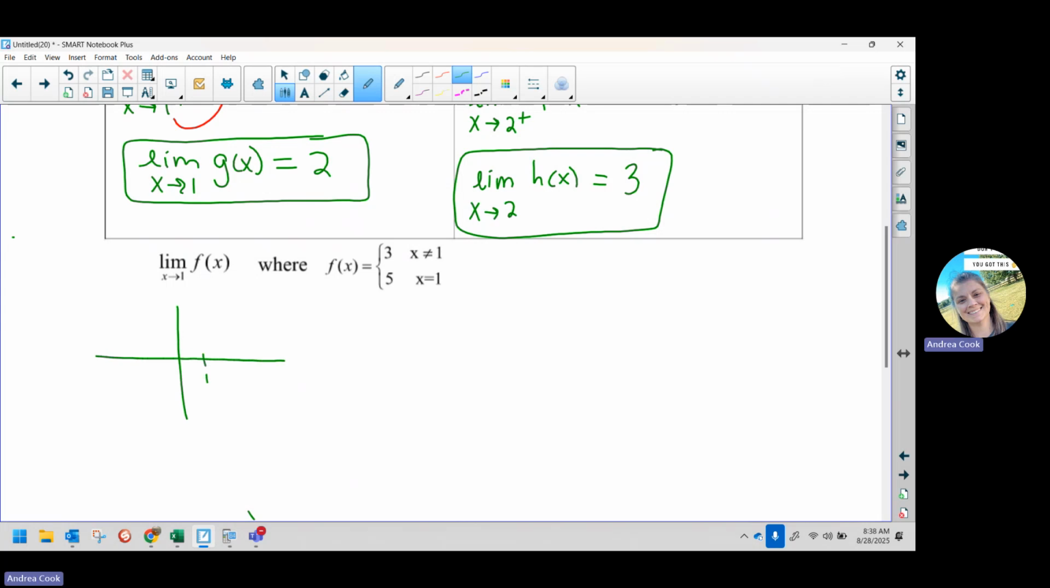here's 1. It's telling me that f of x is equal to 3 when x is not equal to 1. So 1, 2, 3. That means I'm going to have a hole here, but every place else is equal to 3. But when x is equal to 1, I'm at 5.